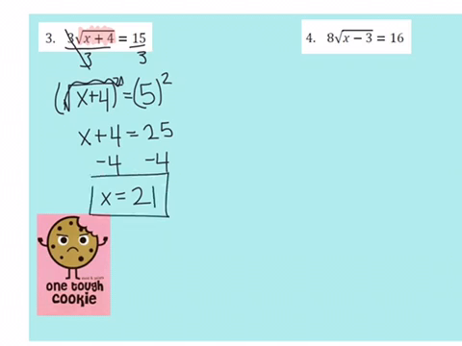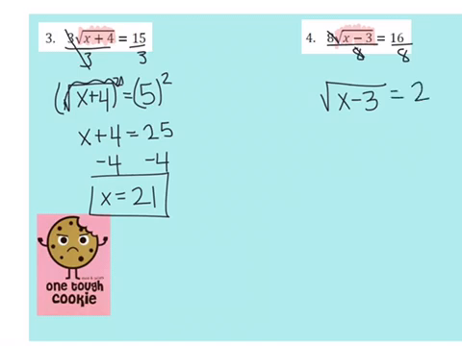Example number 4 here. So step 1, we want to isolate the radical. So I'm going to go ahead and highlight the radical that I'm trying to isolate. I'm trying to get this stuff alone. To do that, I need to get rid of the 8 in front. So I'm going to divide by 8 because that's being multiplied. And I'm going to be left with square root of x minus 3 because the 8s are going to cancel. 16 divided by 8 is going to give me 2.